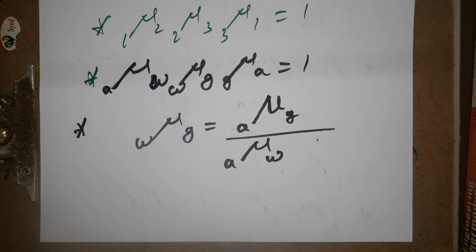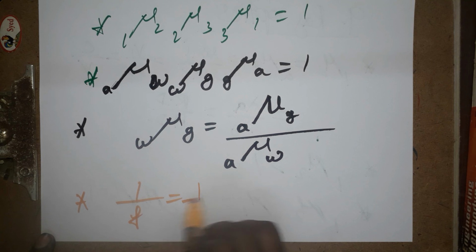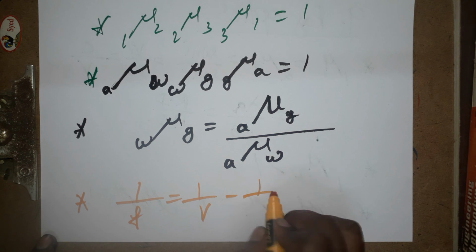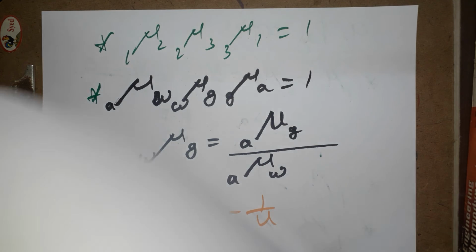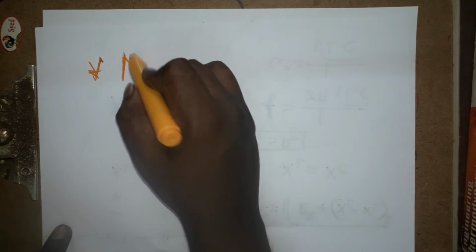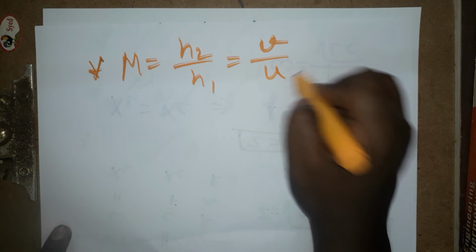Okay, the next one, lens formula. Mirror is out of syllabus. The lens formula is 1 divided by f is equal to 1 divided by v minus 1 divided by u. It's a very simple formula. If you want the magnification of the lens, magnification is equal to h2 divided by h1, which is equal to v divided by u. It's called the magnification formula.